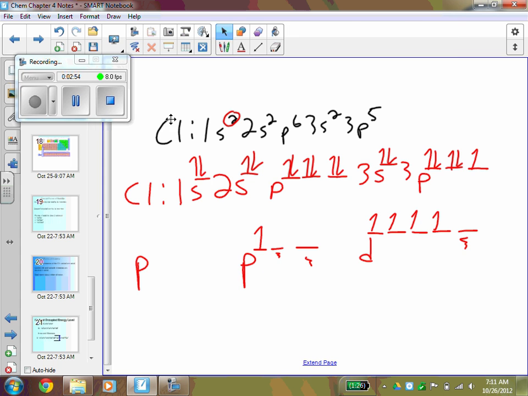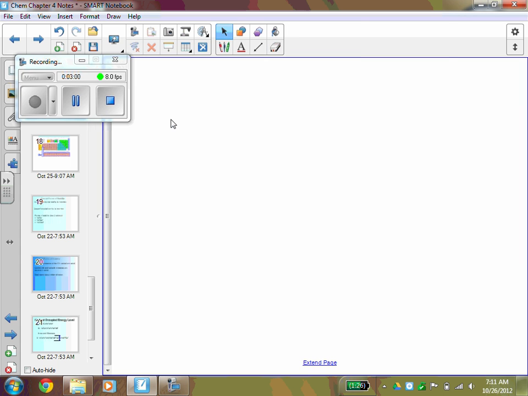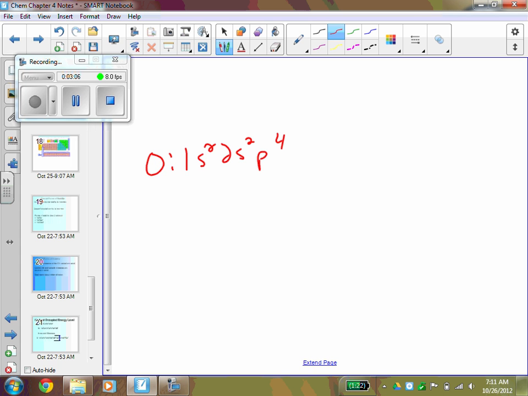Actually, let's do oxygen. Let me erase this. If we do oxygen, it looks like this: 1s2, 2s2, 2p4. This is the electron configuration. The orbital notation would look like this. 2s, 2p, 1, 2, 3. Watch. I have to draw 4 electrons. 1, 2, 3, and then you double up to 4. Okay?